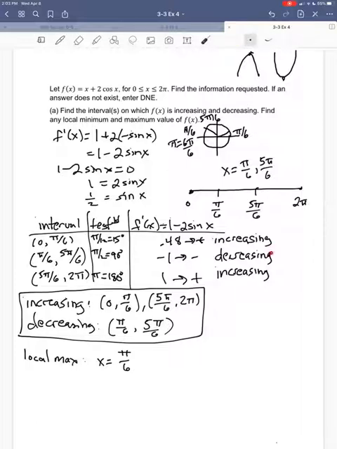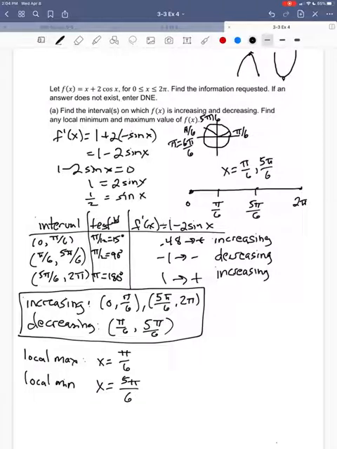Then here it changes from decreasing to increasing at 5 pi over 6. So that's going to be a local min. So that's at x equals 5 pi over 6. But those are not the actual local minimum and maximum values. Those are the x coordinates where they occur. So I have to go back to the original function to find the y coordinates. Those are the actual values I need.